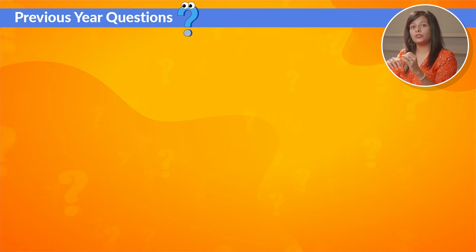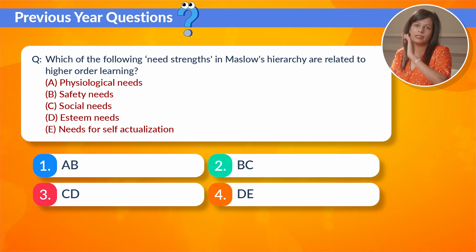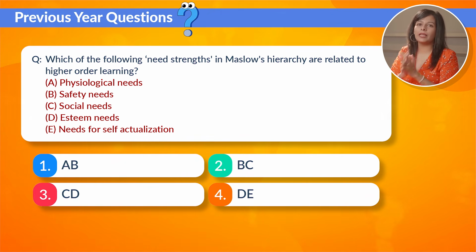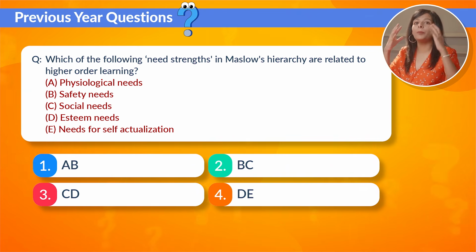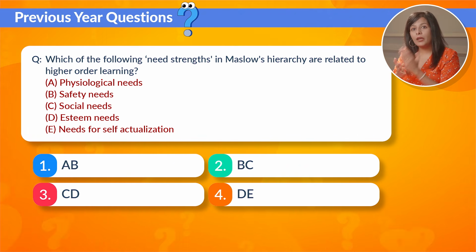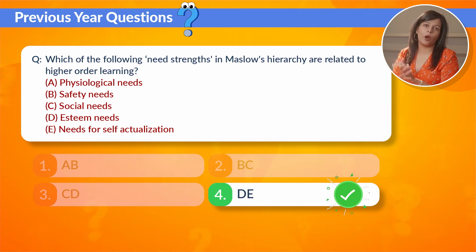Let's look at another question. It is on your screen. You may pause the video to read the question. This question asks us to identify which needs in Maslow's hierarchy are linked to higher order learning. Higher order learning means skills like critical thinking, creativity, problem solving, and self-reflection, things that go beyond basic memorization. Only when a person reaches the esteem and self-actualization levels do they have the confidence, motivation, and mental space to engage in such deeper learning. So the correct answer is D, B, which is option 4.